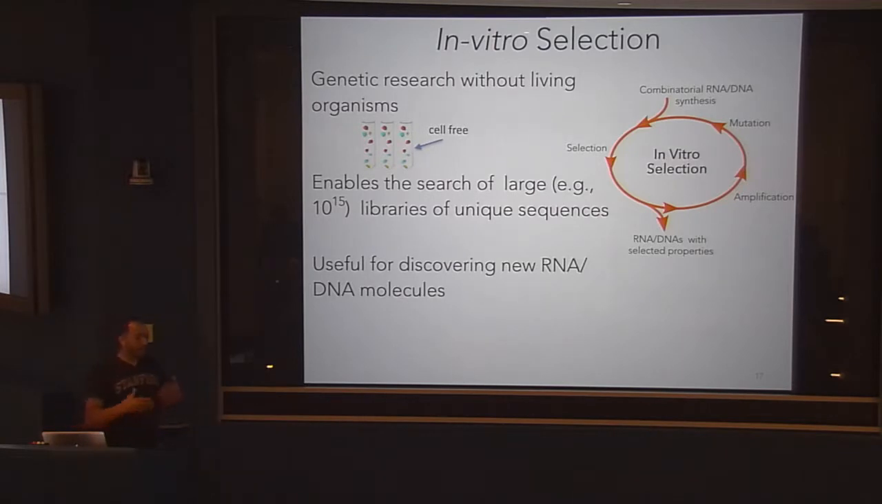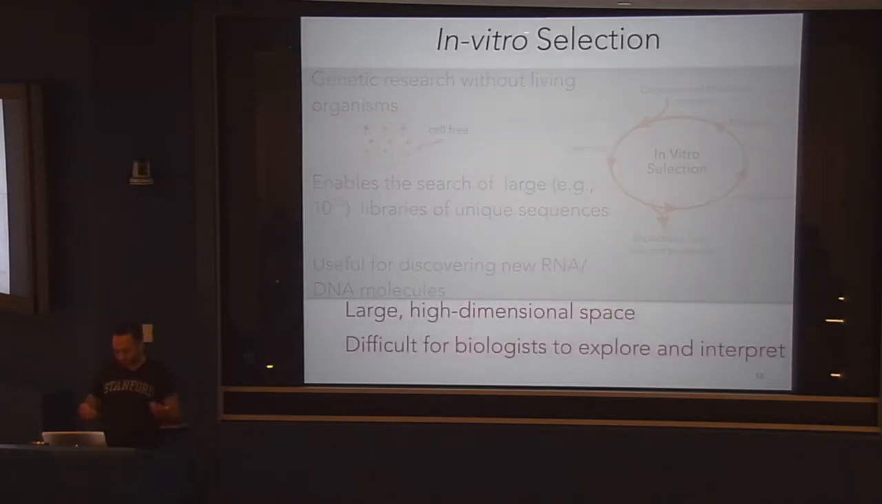By construction, the data sets from these experiments form a large high-dimensional space, and therefore it is difficult for biologists to make sense of, explore, or interpret. So we are using invis to explore data sets from in vitro selection experiments, and those data sets include thousands of genomic data points.